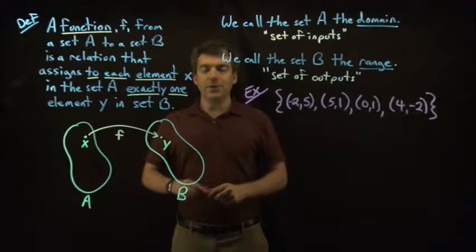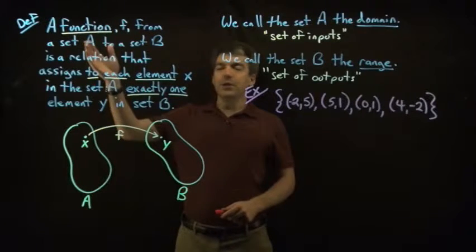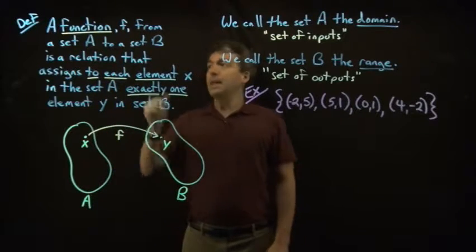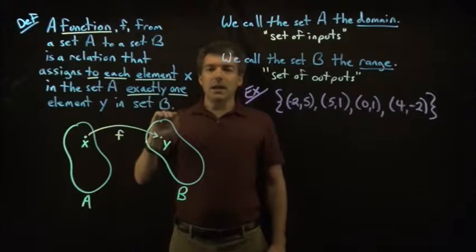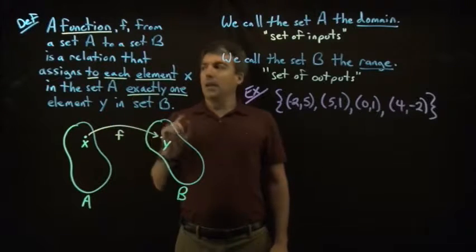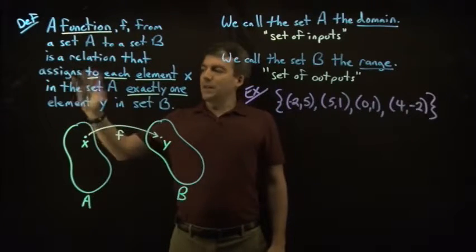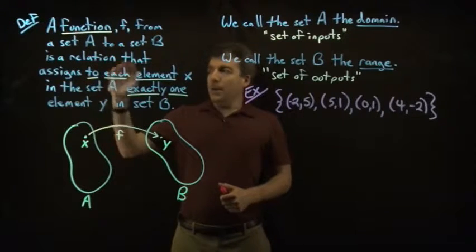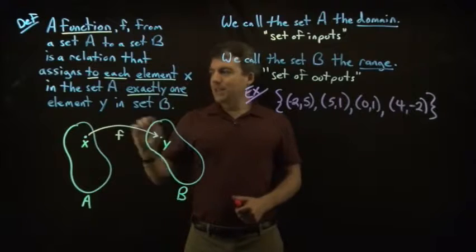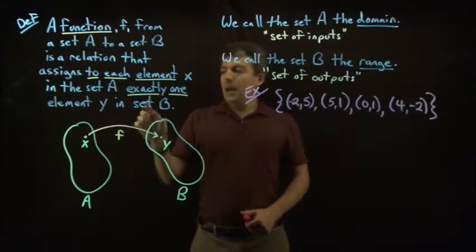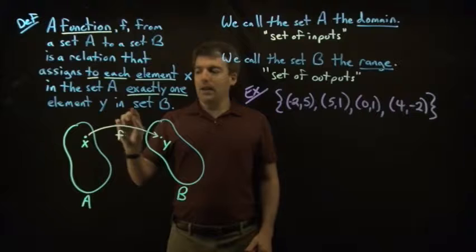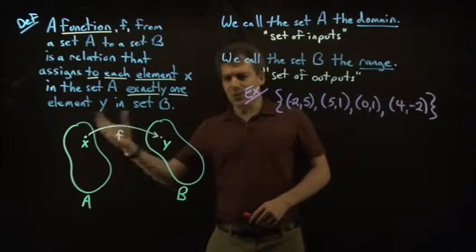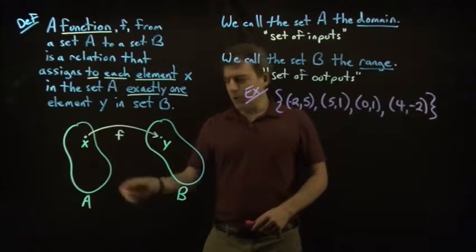Okay, let's look at the definition of a function. A function, which we usually denote by a lowercase letter, typically f, from a set A to a set B is a relation, and it's a relation with some additional properties. It's a relation that assigns to each element x in the set A exactly one element y in the set B. So here I've drawn just a general map of what a function might look like.